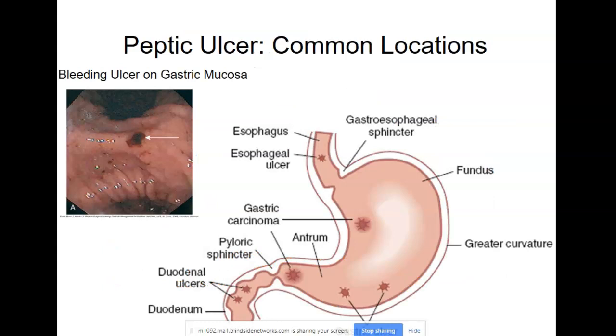So my cartoon shows typical areas. So here's my mouse. There's your esophagus. This would be your lower esophageal sphincter. So you might see, typically you would see ulcers. This would be the distal portion of the antrum or the proximal portion of the duodenum. You could also see it in the lesser curvature of the stomach, or along the inferior portion of the stomach as well. But again, more common here and here.